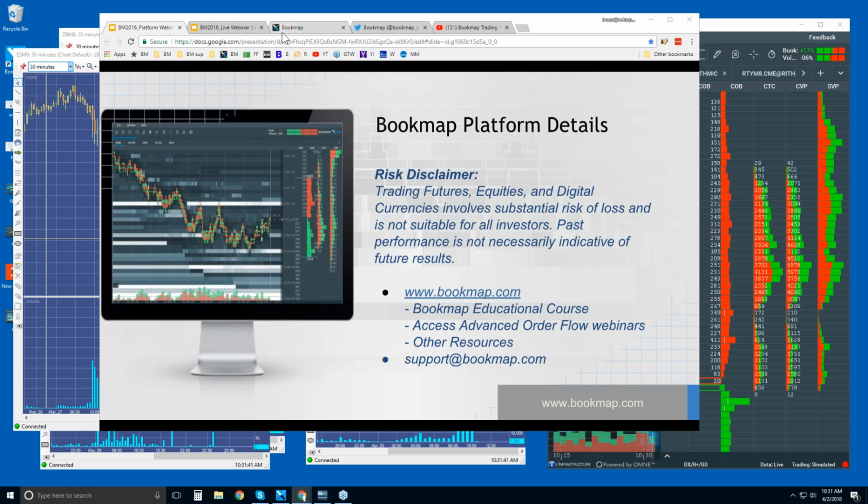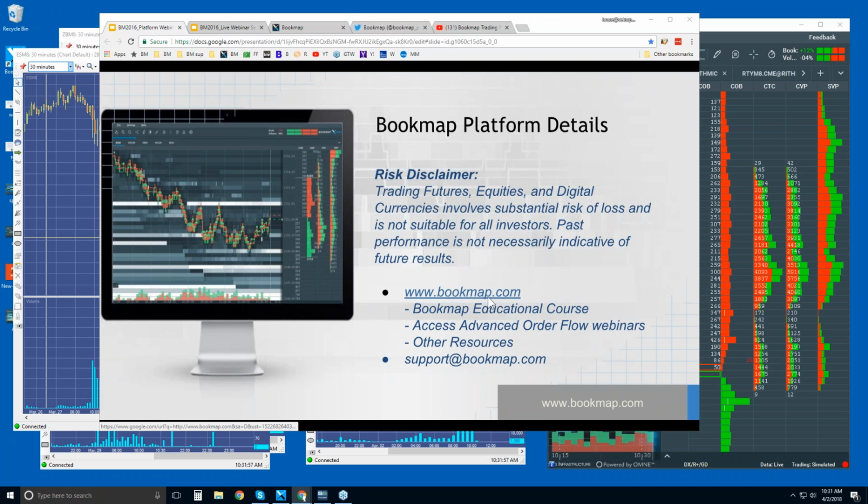Just some of the basics though. We'll start off here with the risk disclaimer. Trading futures, equities, and digital currencies involves substantial risk of loss and is not suitable for all investors. Past performance is not necessarily indicative of future results.